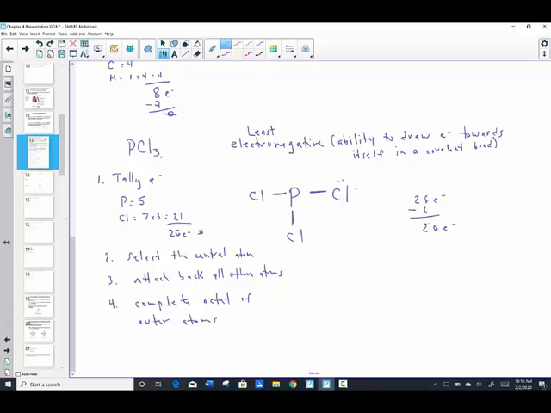One, 2, 3, 4, 5, 6, he's done. 7, 8, 9, 10, 11, 12, he's done. 13, 14, 15, 16, 17, 18, he's done. We used 18 electrons to complete the octet of the outer atoms of chlorine. That leaves us 2 more. And that last step says, complete the octet of the central atom.